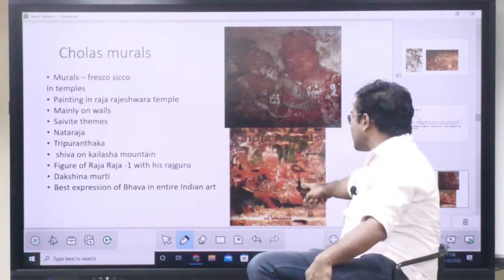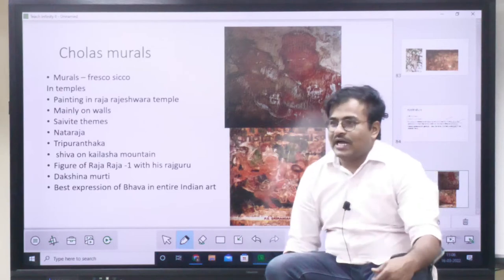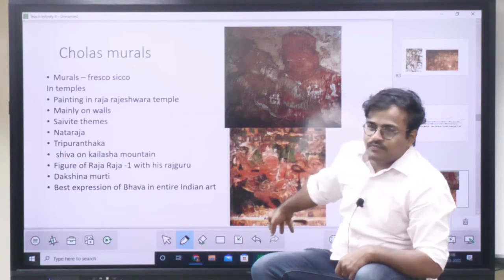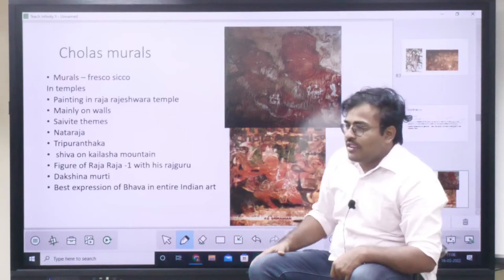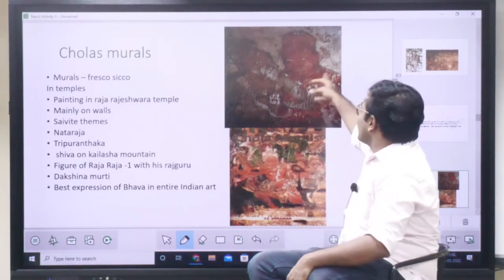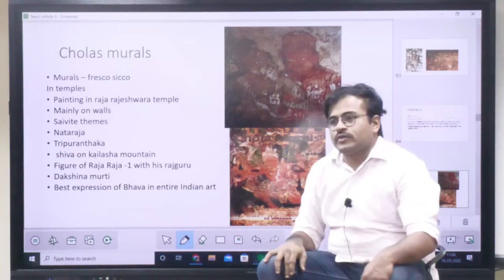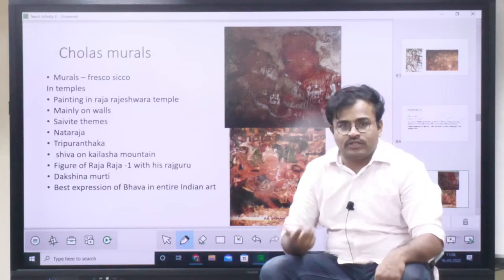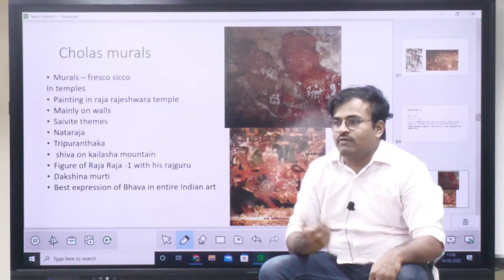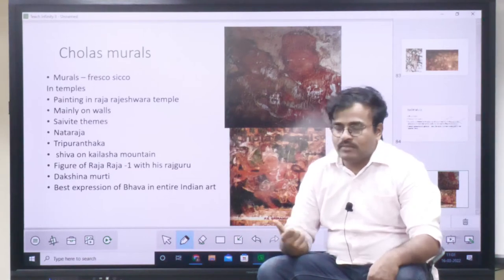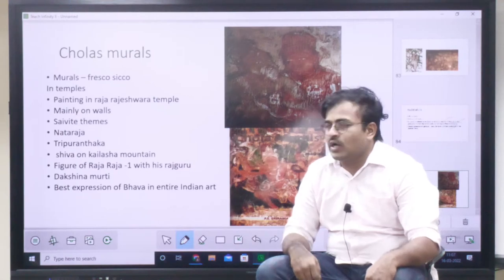This is the image of Tripurantaka. See Shiva? He's angrily looking, and he's shown in a fighting pose. This is the image of Tripurantaka Shiva. And one more image is shown. I think this is Rajaraja along with his Rajguru, because in the Cholas, Rajguru is a very important position. He used to be the counsel for the king, and all the suggestions he used to give. So that is the image of Rajguru with the Cholan king.